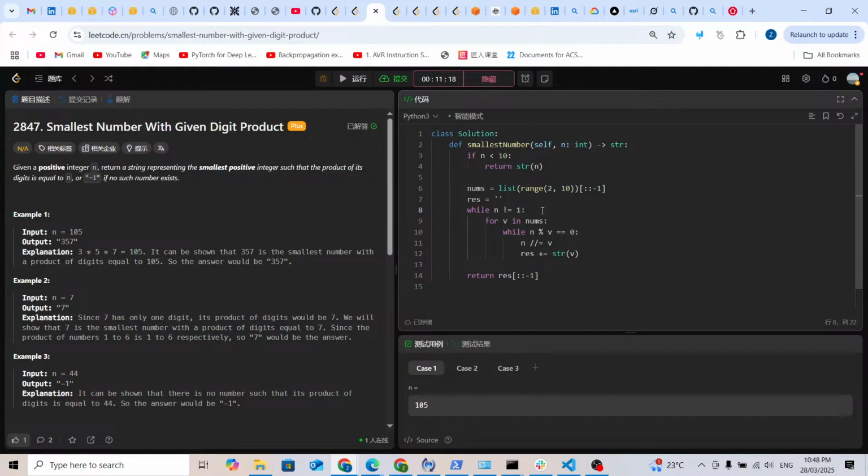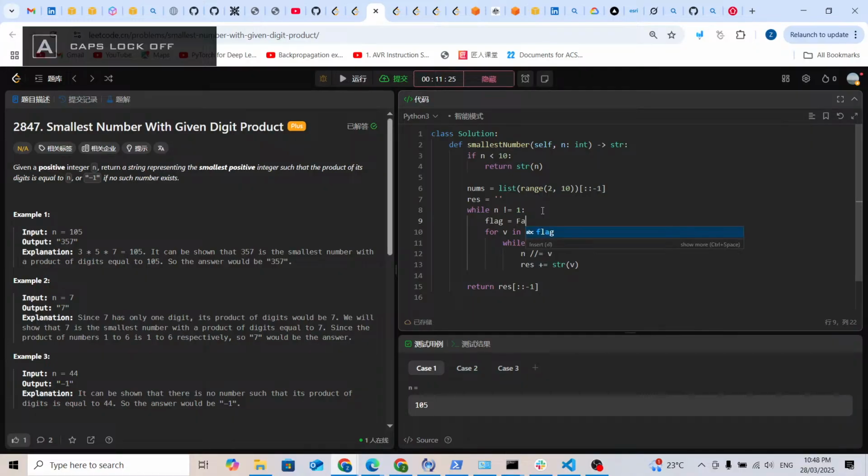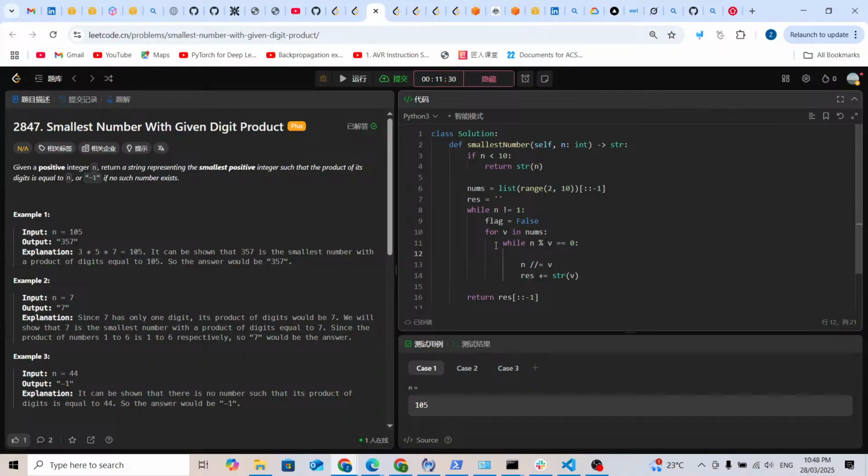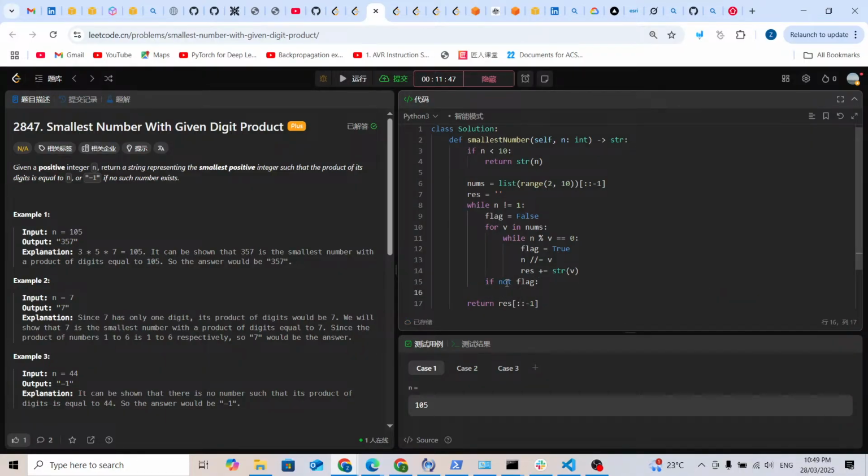So from here, we need a flag. I'm going to prepare a flag, maybe false. So if I do any of the operations from 9 to 2, I'm going to set this flag to true. This is very important to stop the while loop. So from here, after the for loop, I need to check this flag. If it is still false, if not flag, then I can return a string of -1.